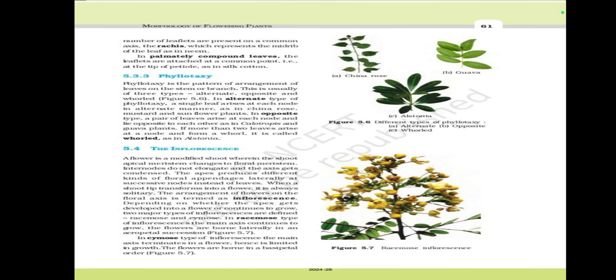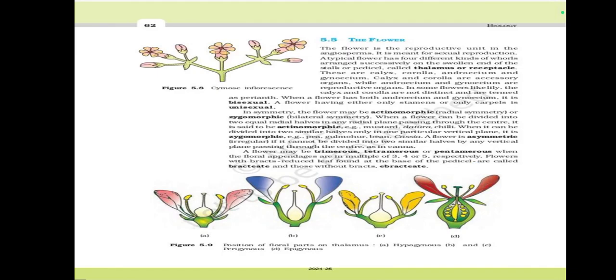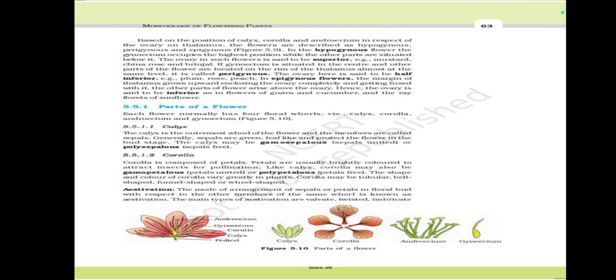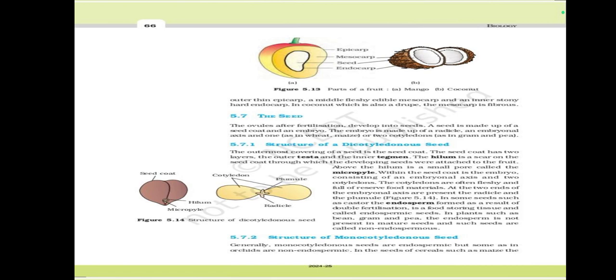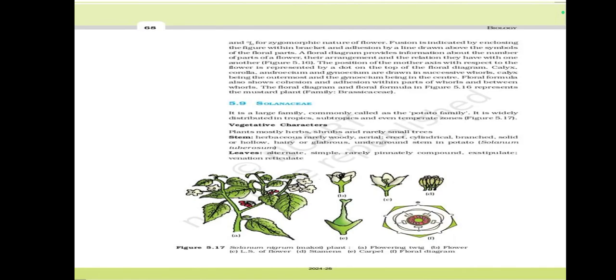Types of leaves, phyllotaxy, inflorescence, flower, parts of flower, calyx, corolla, fruits, gynoecium, seed, structure of dicotyledonous and monocotyledonous seeds, and typical formula of Solanaceae family, and summary.